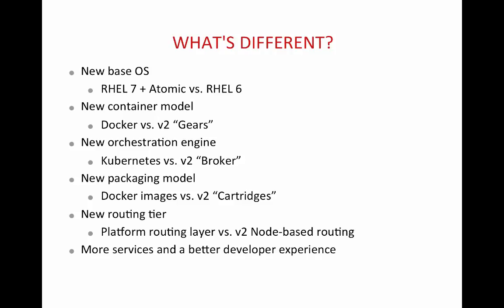Let's look at what's different between OpenShift version 3 and the earlier versions of OpenShift, specifically OpenShift version 2. So the new base OS is going to be RHEL 7 instead of RHEL 6.x. For example, the OpenShift version that we are using right now uses RHEL 6.6, which we'll be moving to RHEL 7 in case of V3.